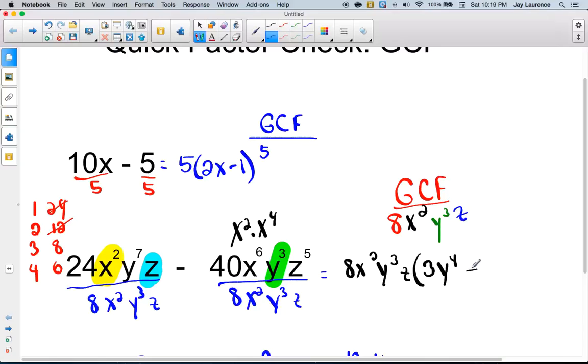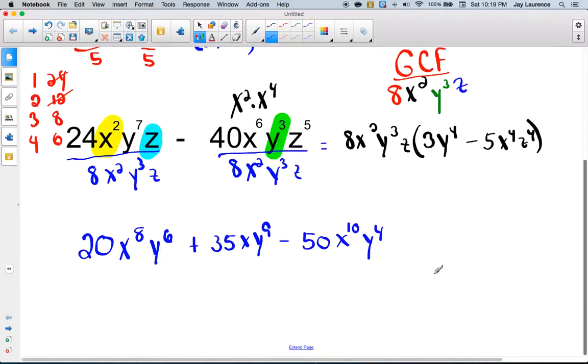Okay, now I've got to divide the second term. 40 divided by 8 is 5. x to the 6th over x squared would be x to the 4th in the numerator. The y cubes are going to cancel. z to the 5th divided by z would be z to the 4th, would it not? There we go.